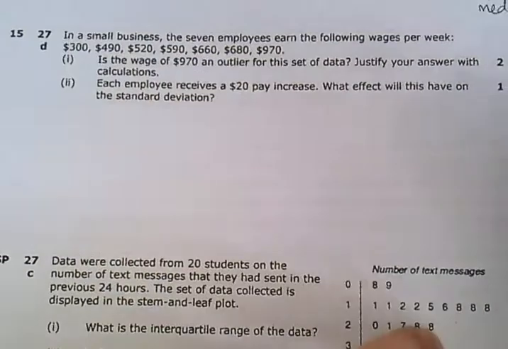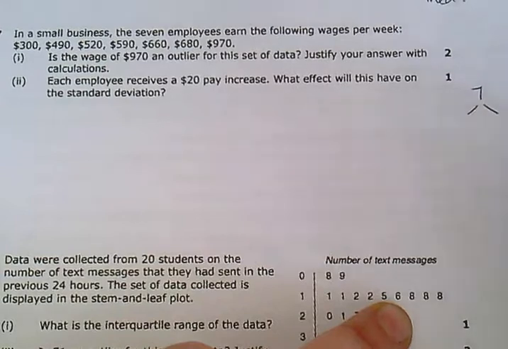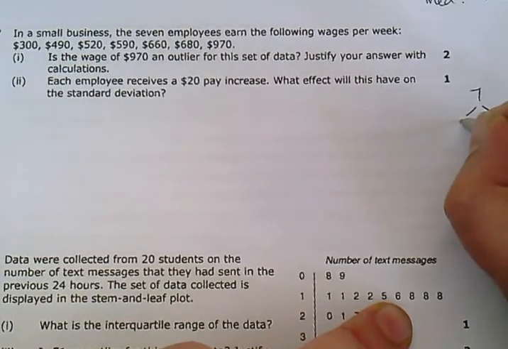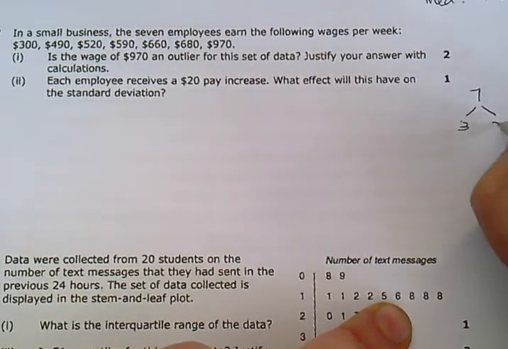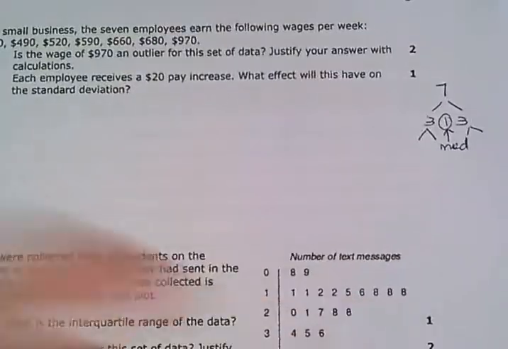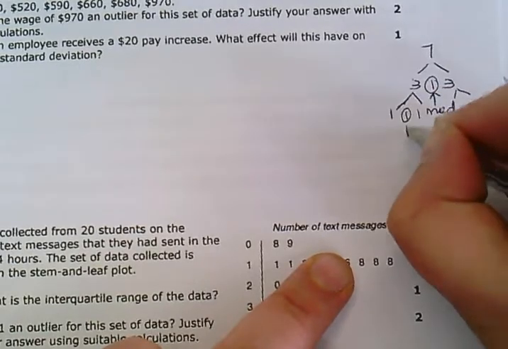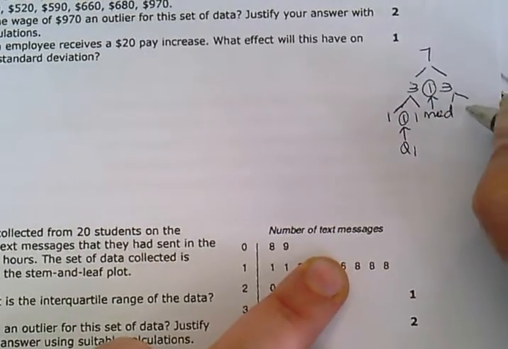Well, I've got 7 bits of data. So let's do our little diagram here. I've got 7 scores. How many to the left, how many to the right? 3 to the left, 3 to the right. The one in the middle is the median. But then I've got to break the other 2 sets of data up. How am I going to break up 3 scores? 1 to the left, 1 to the right. The one in the middle is your Q1.